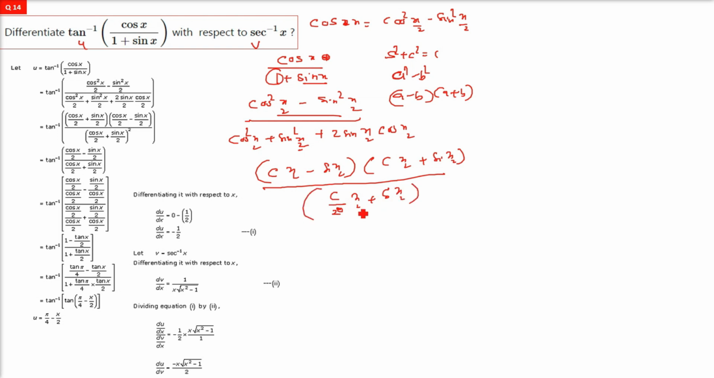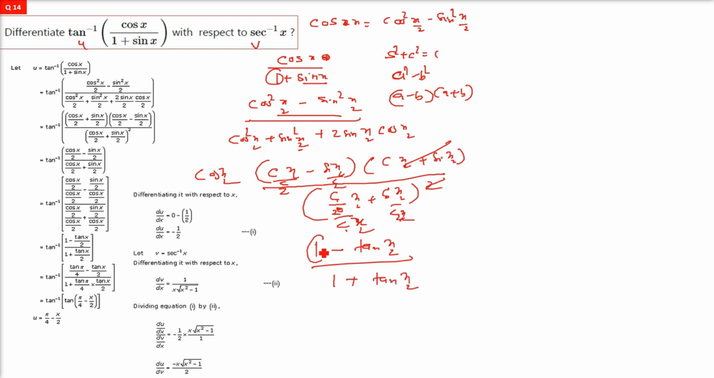Alright. So with a plus b whole square below, one factor of them can be cancelled. So finally you get cos x by 2 minus sin x by 2 over cos x by 2 plus sin x by 2. Now divide numerator and denominator all by cos x by 2. Don't go deep into my handwriting, just listen to me. So cos by cos is 1, minus sin by cos is tan. Again cos by cos is 1, plus sin by cos is tan. So you have tan x by 2 here. Okay.